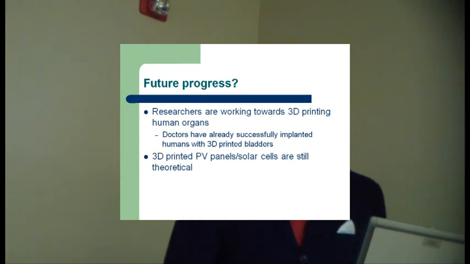In terms of future progress in the technology, researchers are working towards 3D printing human organs from your own cells. And they've already successfully implanted humans with 3D printed bladders. Also the aforementioned 3D printed jawbone. There's also some that are theoretically saying that there's no reason we couldn't eventually 3D print photovoltaic panels or solar cells. This is still very preliminary, theoretical. Nobody's actually succeeded in doing this yet.